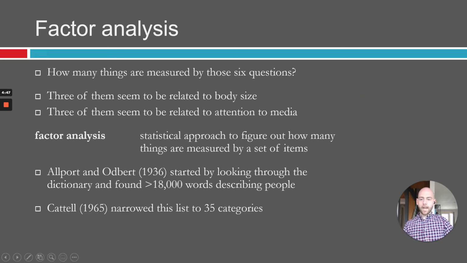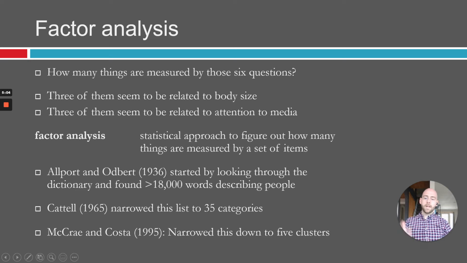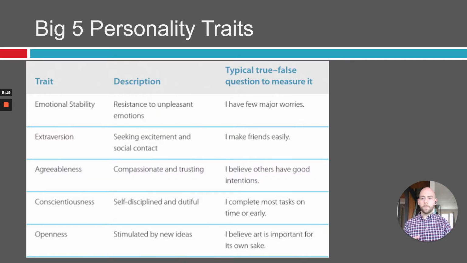Another familiar name, Cattell, who we talked about as also simplifying some ideas about intelligence and reducing them to different nested specificities of intelligence. Cattell reduced this list to around 35 categories in the 60s. Then more recently, in the 90s, McCrae and Costa narrowed this down into 5 different clusters, found that among these 35 categories, there were sort of 5 dimensions. And those 5 clusters might be familiar to you today as the Big 5 personality traits.